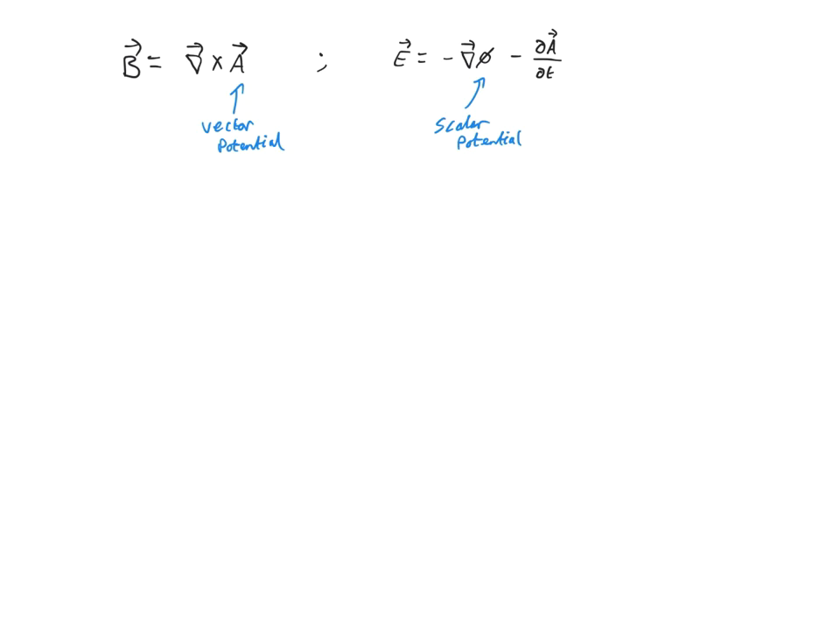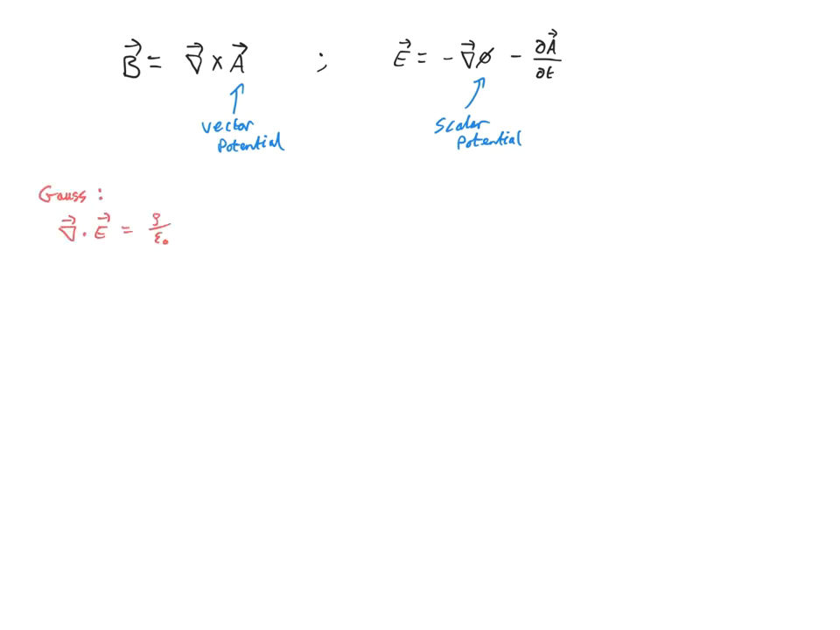So you can see that in the dynamical world, we need to know both the scalar potential and the vector potential in order to work out the fields. And so expressing the electric and magnetic fields in this way through the potentials automatically fulfills 2 of the 4 of Maxwell's equations. But what about the other 2 of Maxwell's equations?